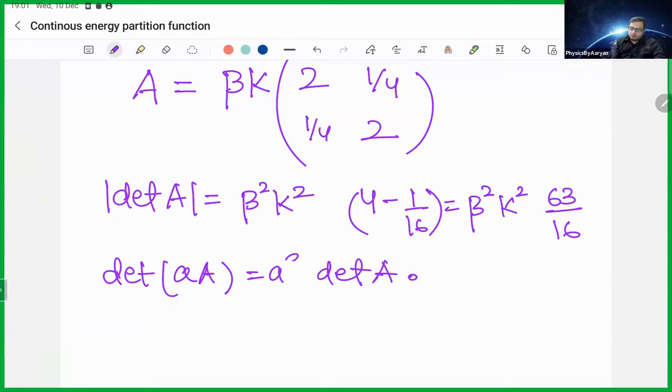Partition function. How do you write the partition function? If you know the basics, tell me. How do you write it? e to the power minus beta E_i. Okay, so can I write e to the power minus beta nu h plus e to the power minus beta minus nu h, that is, e to the power minus beta nu h plus e to the power plus beta nu h.